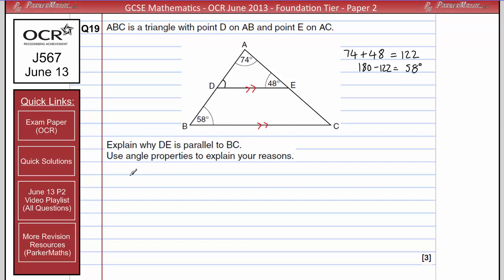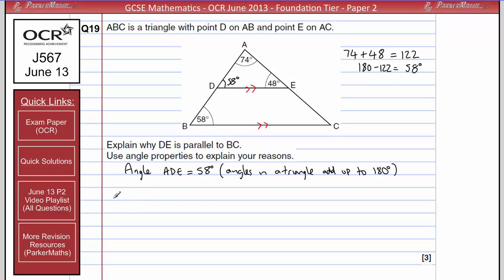So the first thing I'm going to write down in the answer space is that angle ADE equals 58 degrees. In brackets at the side of that, I'm going to put because angles in a triangle add up to 180 degrees. So I've stated the value of the angle and I've given a reason as to why that is the value. Now that we know this angle is 58 degrees, notice it's the same as this angle here.